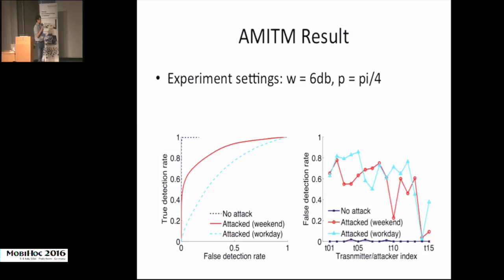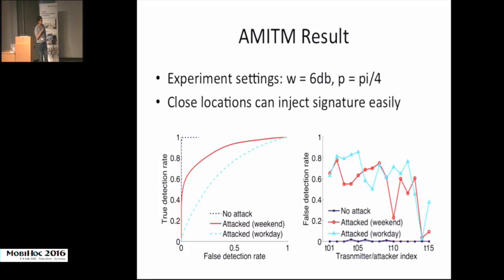And we also have some statistical results of the attack probability over location. The conclusion here is that if your attacker is closer to the receiver, you have a higher chance to inject the signature properly and get the behavior you want. It's pretty easy to understand, because if your location is closer to the receiver, your signature injection has more impact on the signal at the receiver.